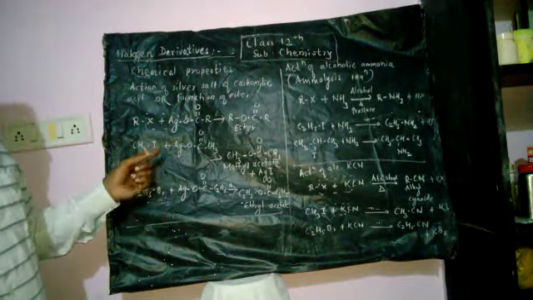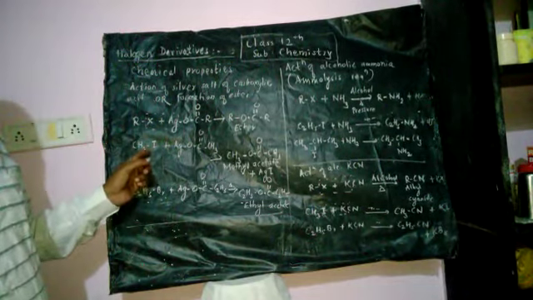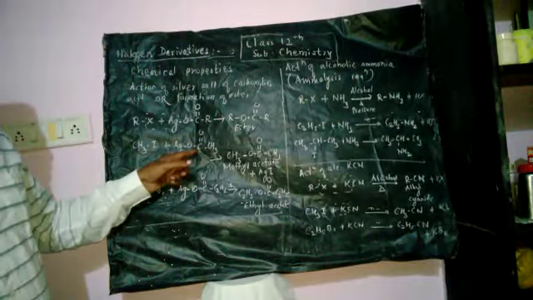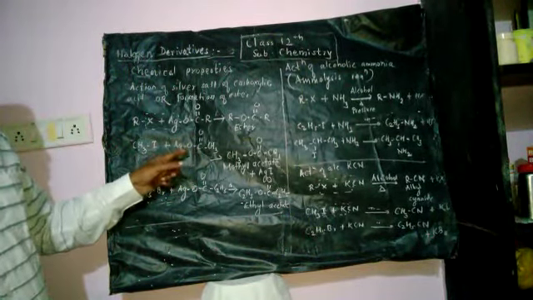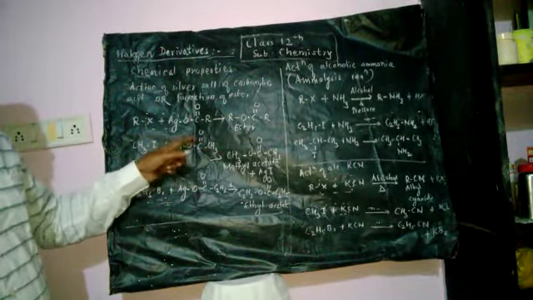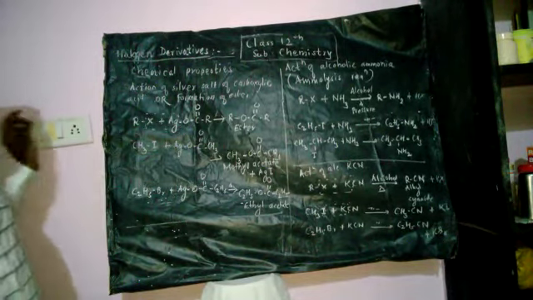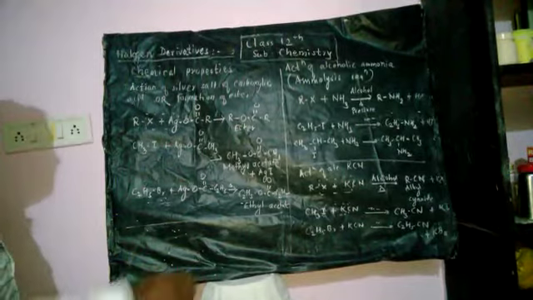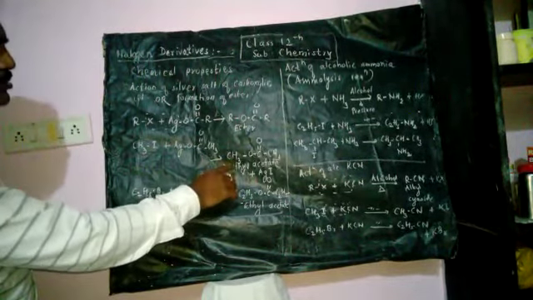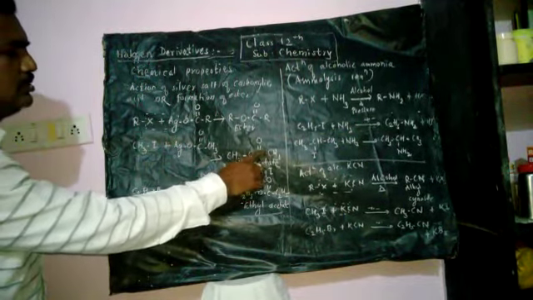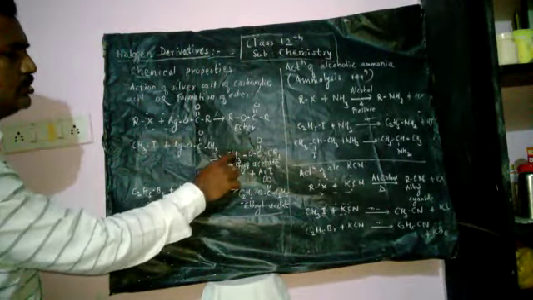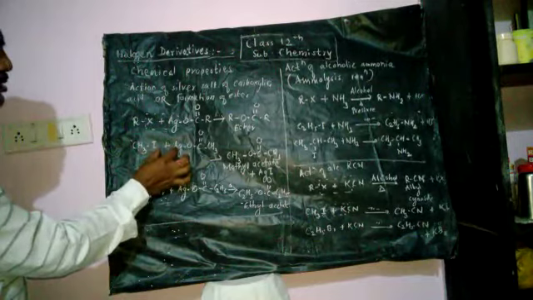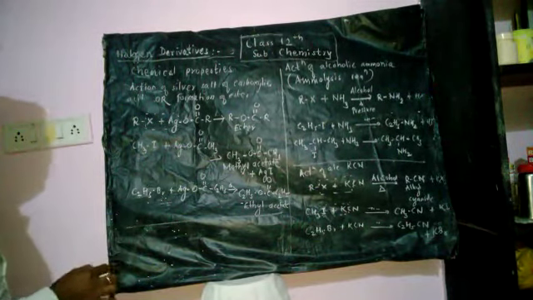For example, when methyl iodide CH3I is heated with silver acetate, CH3COOAg, then methyl acetate is obtained. Methyl acetate, CH3COOCH3. Here side product is silver iodide.